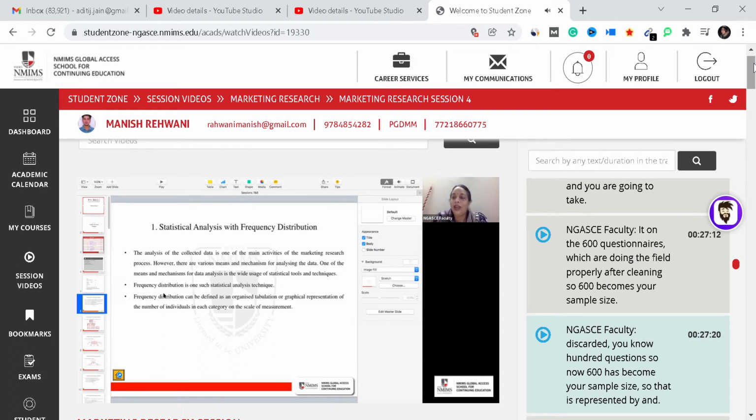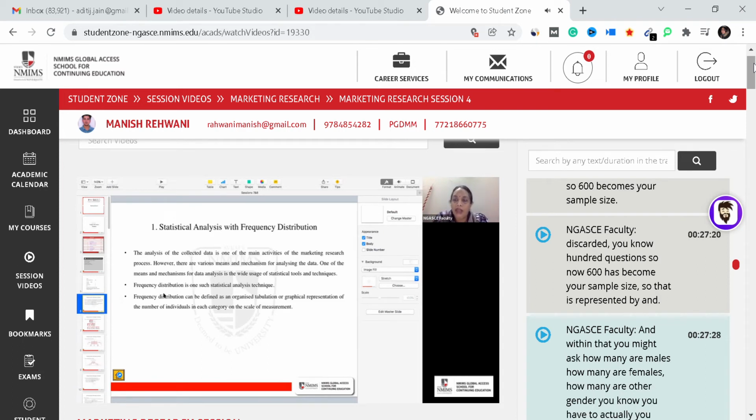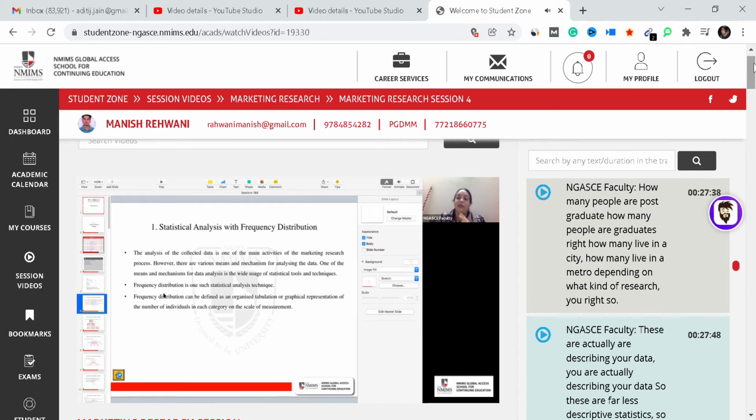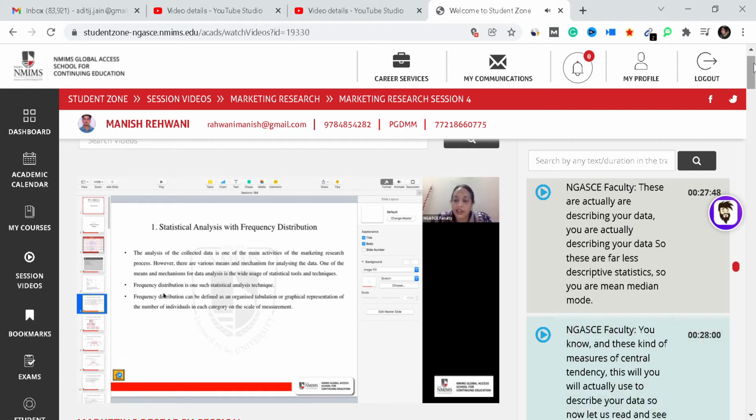Within that, you might ask how many are males, how many are females, how many are other gender. You might try to describe your data. How many people are postgraduate, how many are graduates, right? How many live in a city, how many live in a metro, depending on what kind of research you do. So you are actually describing your data. These are called descriptive statistics. Your mean, median, mode, and these kinds of measures of central tendency, you will use to describe your data. Now let us read and see what is there in your slide.